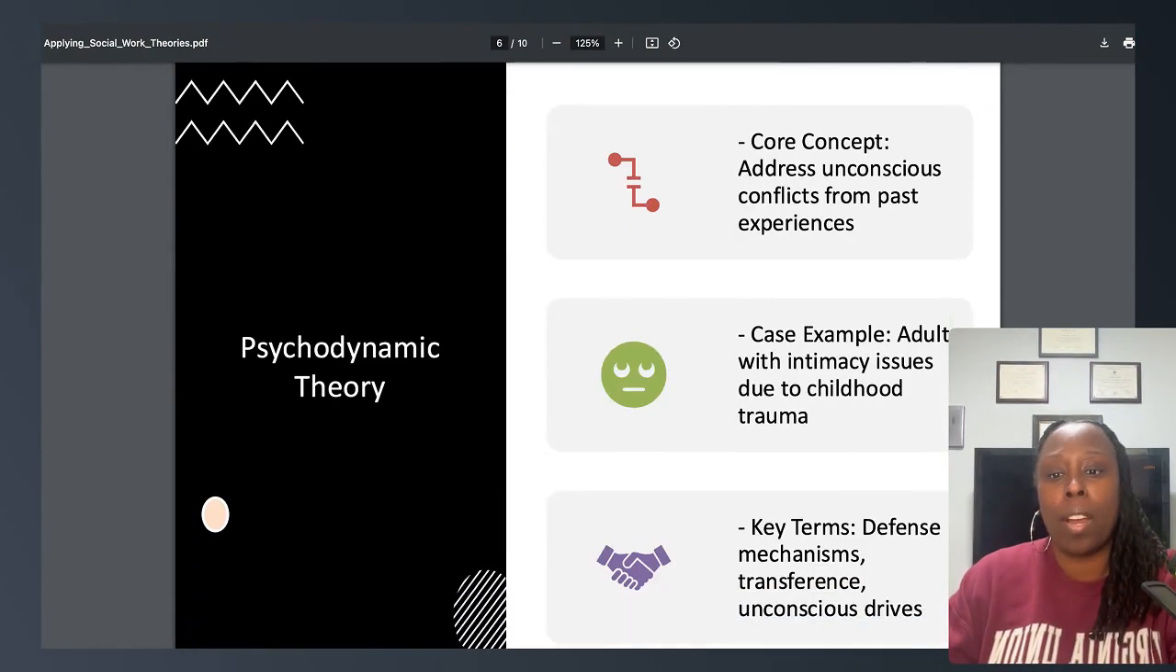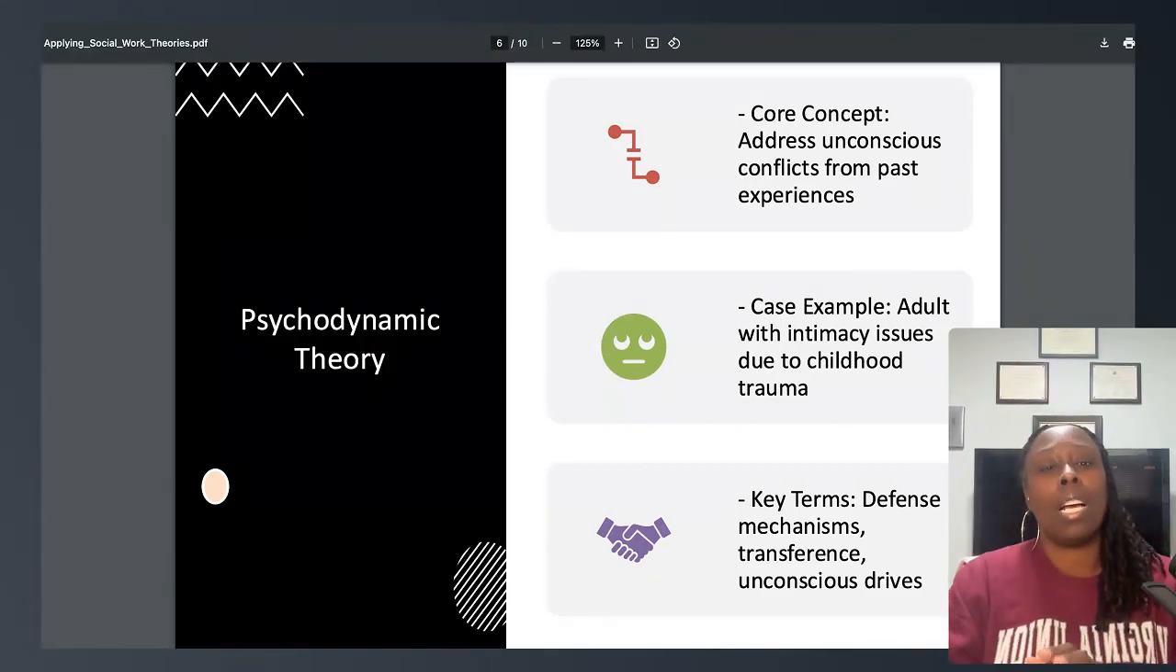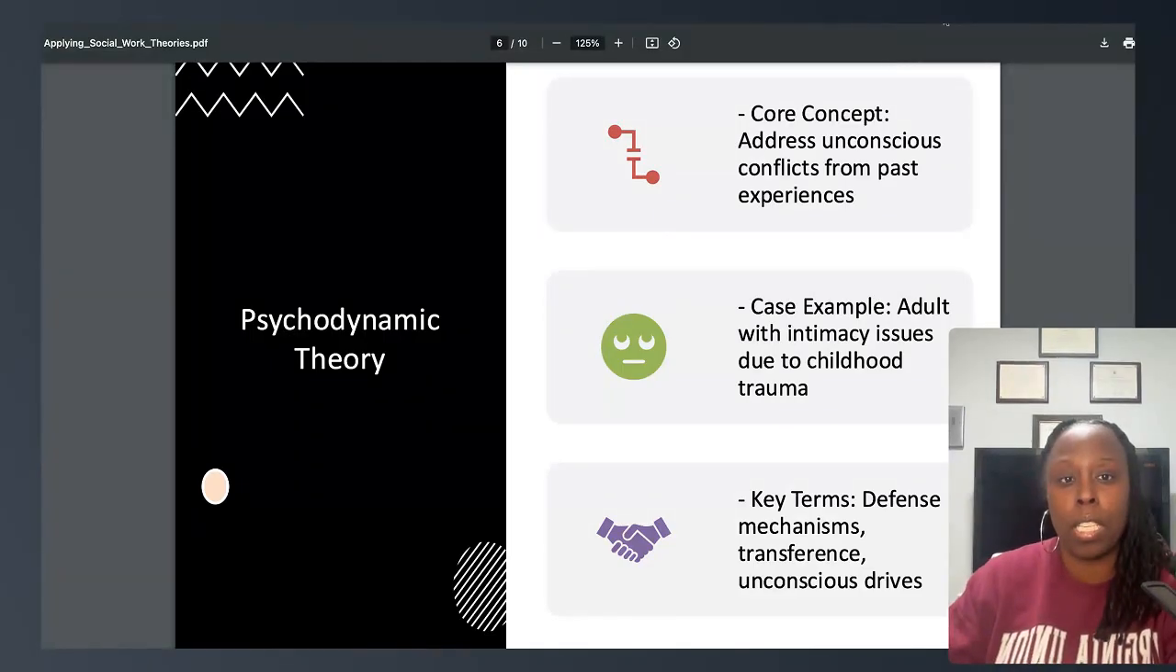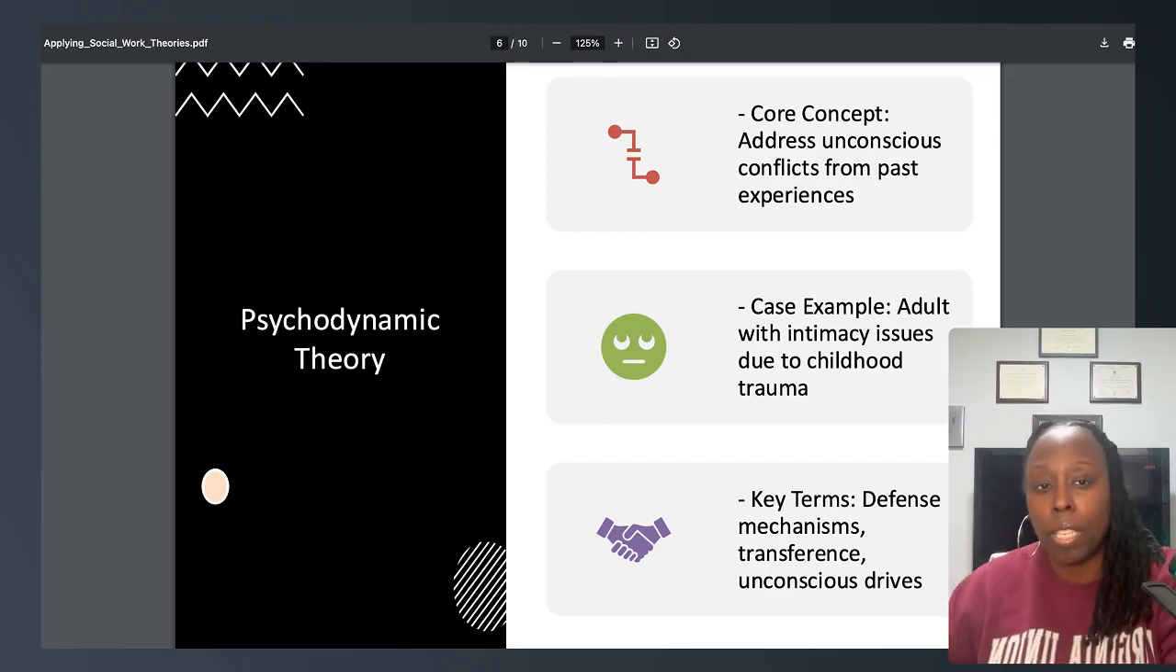All right, let's do psychodynamic theory. The core concept here is that you're addressing unconscious conflicts from past experiences. So when you're thinking psychodynamic, you're thinking of the unconscious, and you're also thinking of past experience. Those are the things you want to remember when we are talking about psychodynamic.